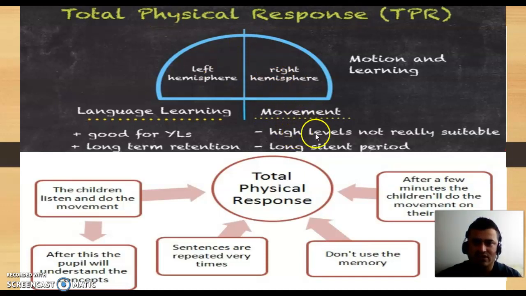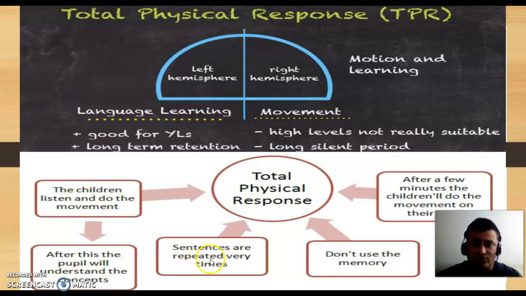This method is not proper for adults or adolescents. For that reason, it is good just for kids. And long silent period. Those kinds of hemispheres manage or handle motion and learning as well. We have all of our argumentation, total physical response. Children listen and do the movement, and after this the pupil will understand the concepts.